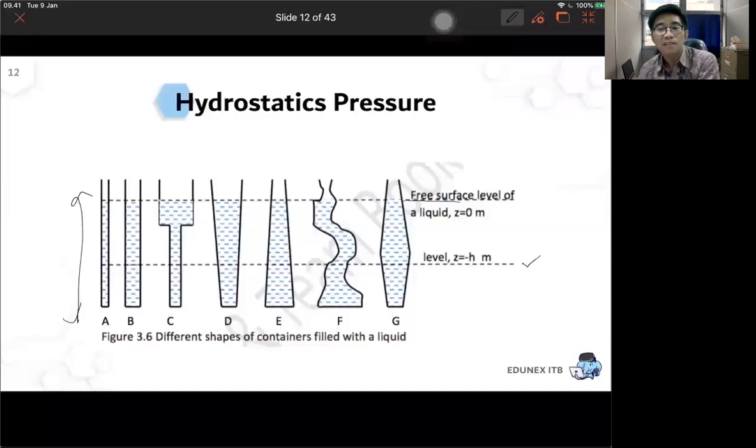Oke ya, bisa dipahami ya. Jadi di sini yang dipentingkan bukan volumenya. Here we take into account that the water in each container has the same surface level. It means at the same position, the pressure is the same.